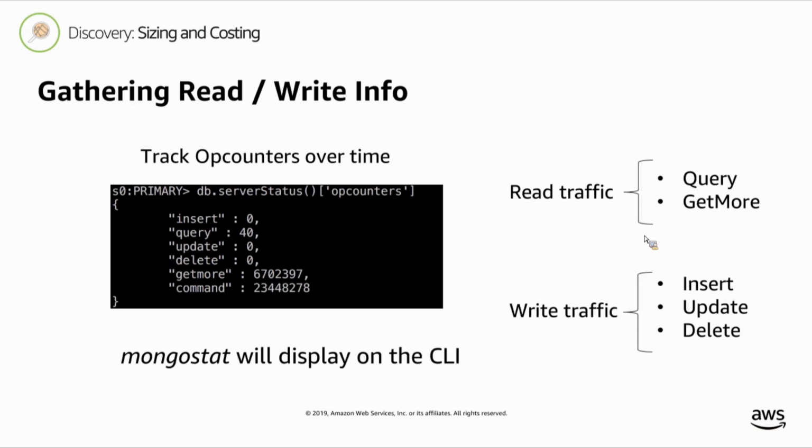opcounters. The opcounters are this monotonically increasing count of how many times a particular operation has happened since the last reboot on a MongoDB instance. And so you can take the sum of the queries and getMores, and that's basically your read traffic. And you can take the sum of inserts, updates, and deletes, which is basically your write traffic. And if you track that over time, you'll be able to understand what those writes and reads per second that you're looking for are.